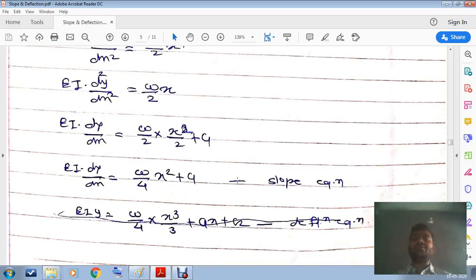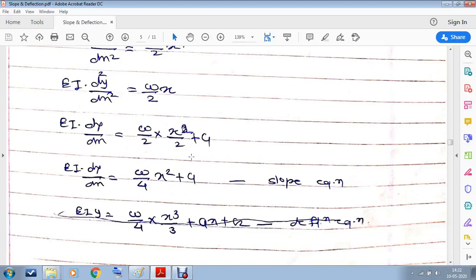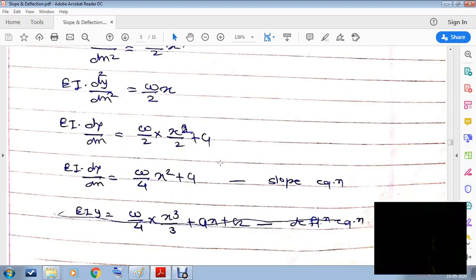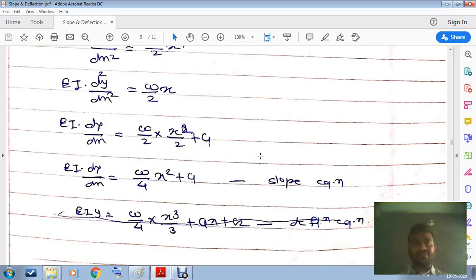Already we have seen that once I integrate that governing equation, I will get one equation. That equation is nothing but the slope equation, because we are getting a term as dy by dx. Here you can observe that this term is dy by dx multiplied with the constant, modulus E into I. So again I can write EI dy by dx is equal to W by 4 x square plus c1, which I am calling the slope equation. It is after the first integration.